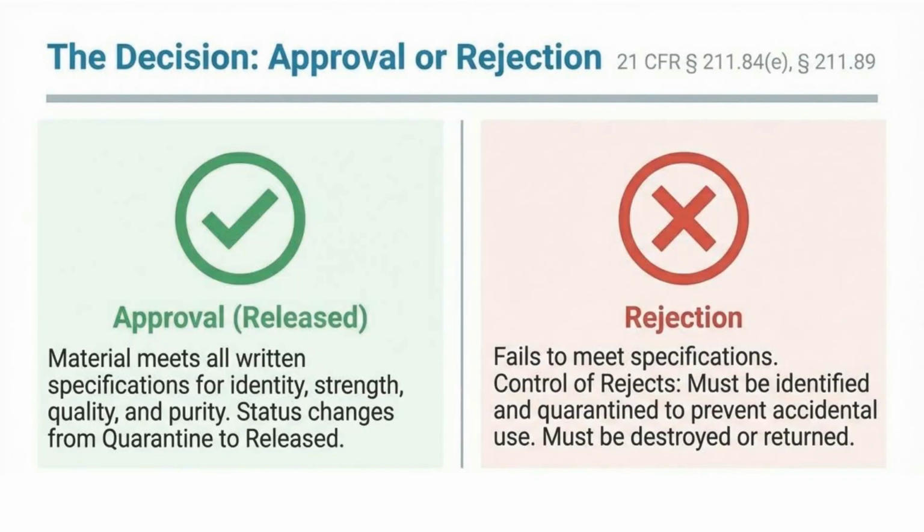Testing culminates in a binary decision, approval or rejection. Released material meets all specifications, and its status changes to released. Any failed material must be quarantined to prevent accidental use, eventually leading to its destruction or return.